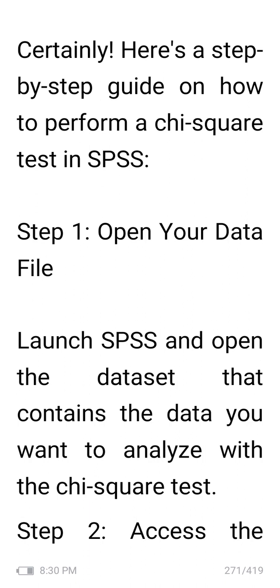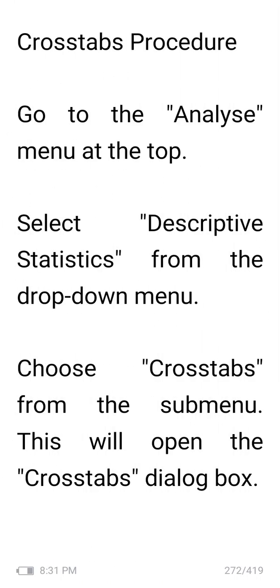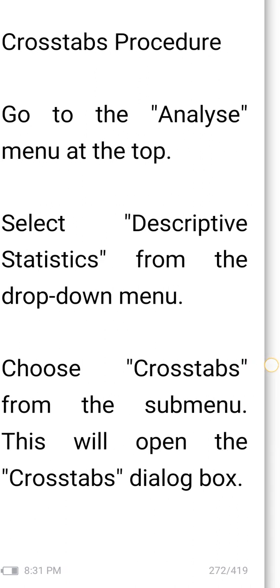First, open your data file. Launch SPSS and open the dataset that contains the data you want to analyze with the chi-square test. Access the crosstabs procedure. Go to the Analyze menu at the top. Select Descriptive Statistics from the drop-down menu. Choose crosstabs from the sub-menu. This will open the crosstabs dialog box.